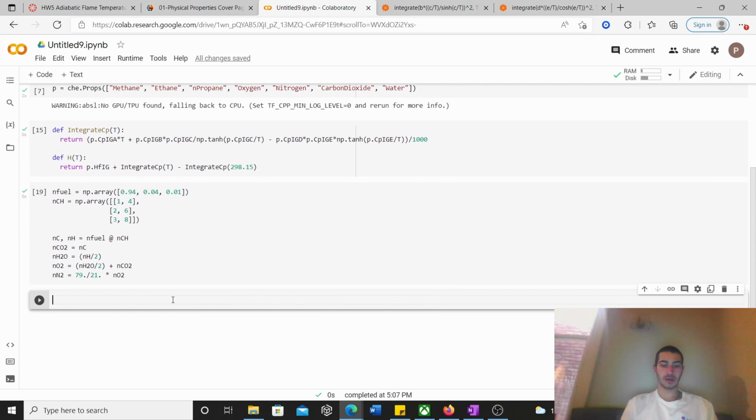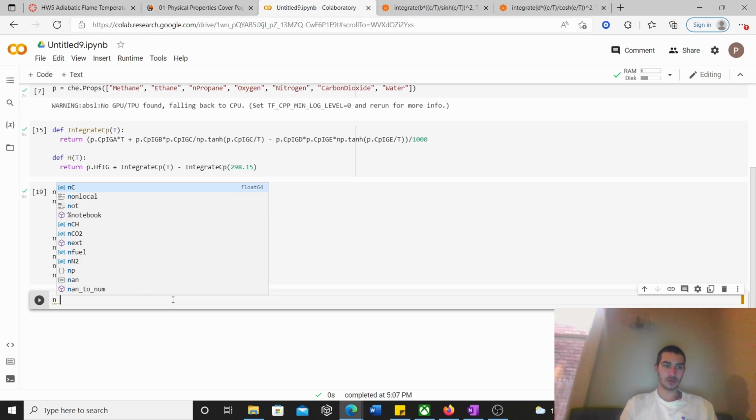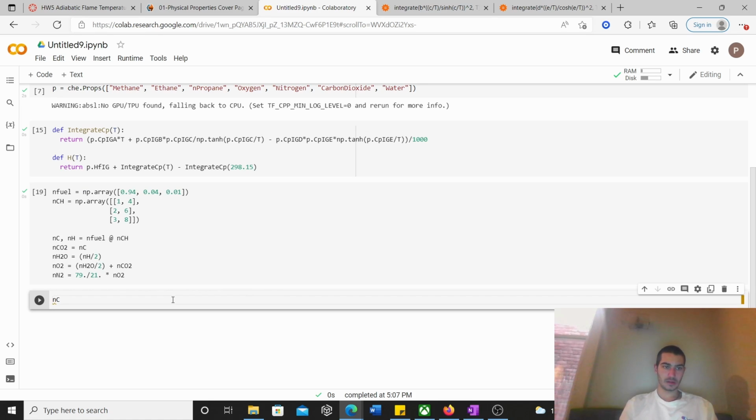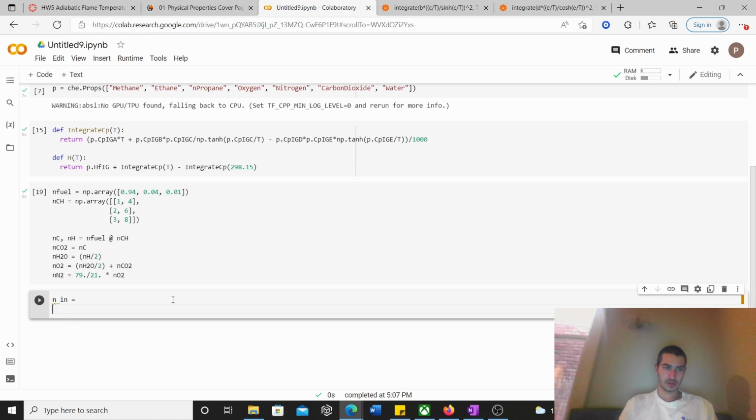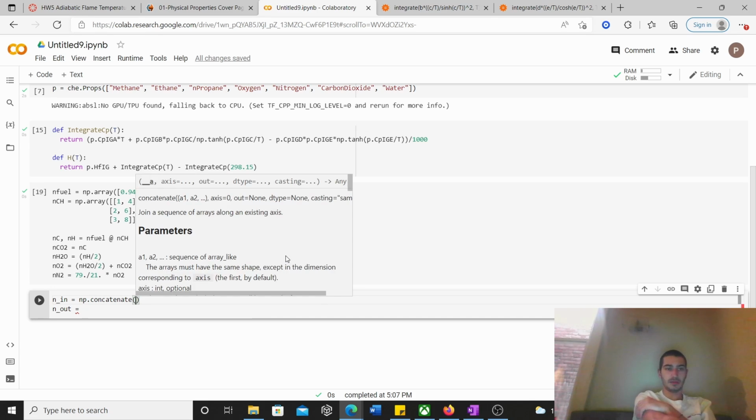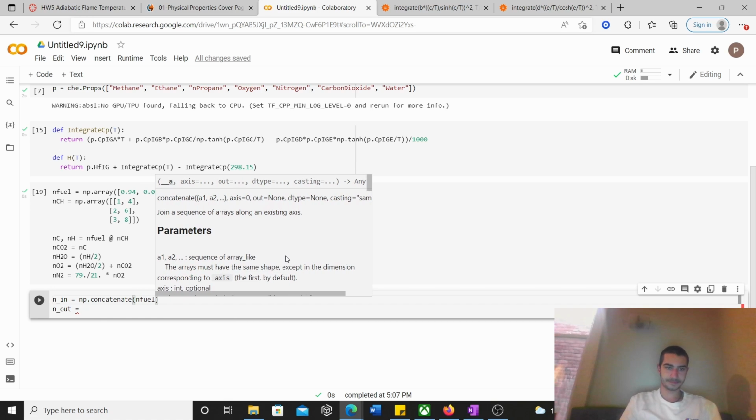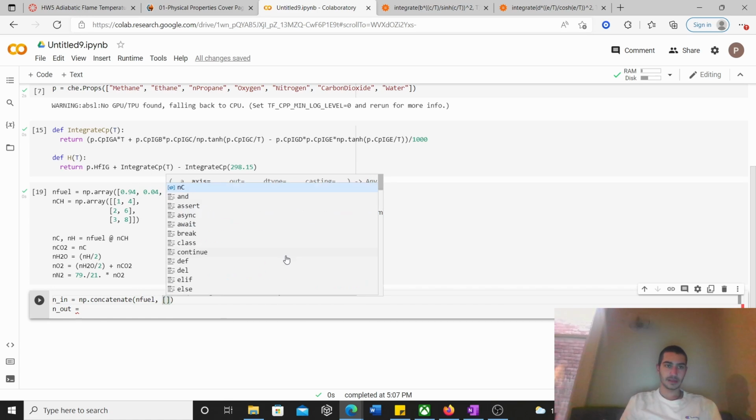Now we want to create 2 different functions: one for the amount of moles going in and one for the amount of moles going out. Right. So for our n in, what we're going to want to do is add something towards the end of n fuel. To do that, we use numpy.concatenate. And then to use this, we'll be putting it in within n fuel, right? What we're going to be putting in is the values of what's going in.